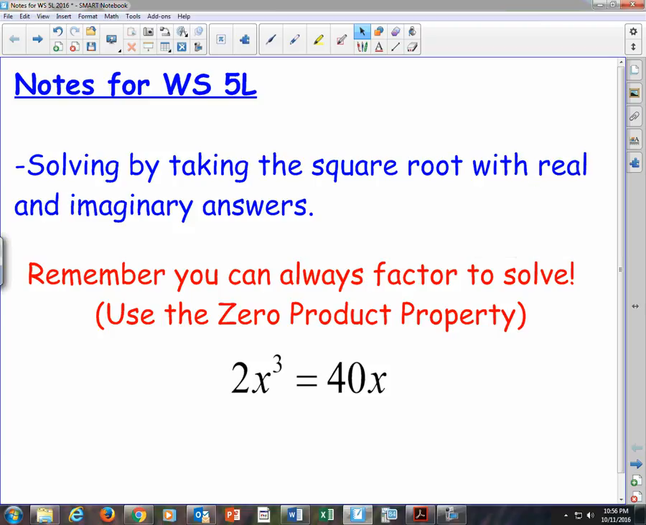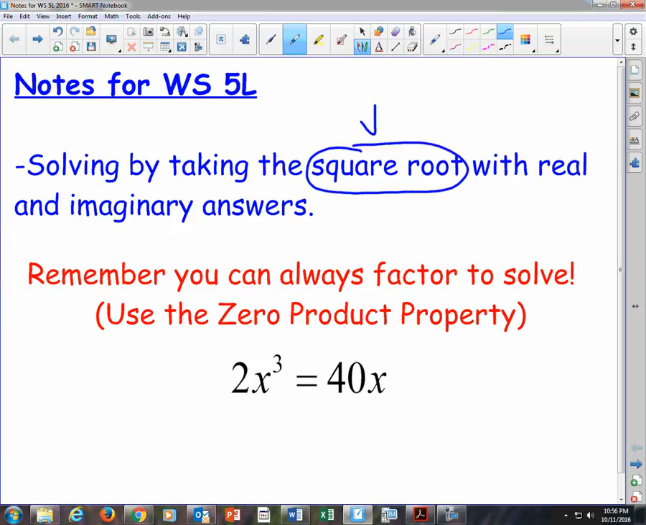Today we are going to be talking about solving by taking the square root, woohoo, with real and imaginary answers. So you're going to get all sorts of weird answers. Now, if you are asked to solve, one thing I hope you don't forget about is that if it is possible to factor, you should definitely try to factor to solve whenever possible.